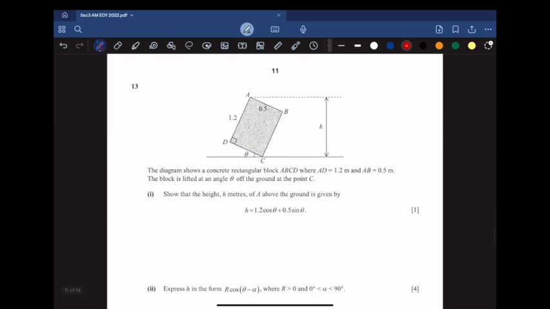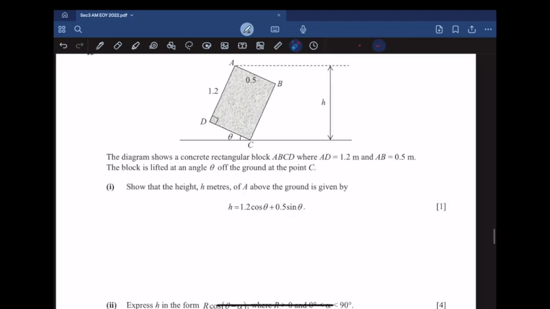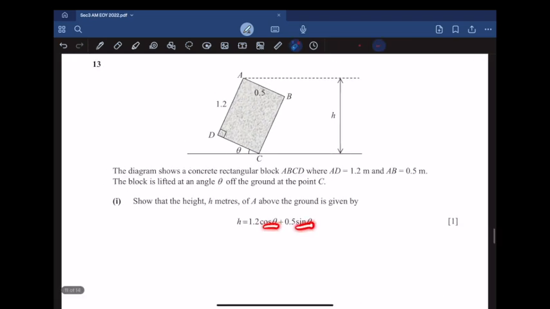Question 13: the diagram shows a concrete rectangular block whereby AD is 1.2 meters and AB is 0.5 meters, lifted at an angle of theta. Show that the height is given by this expression here. When I see this expression, you need to know that I have cosine theta and sine theta. One common concept that we have learned to obtain trigonometric ratios is to use right angled triangles, which means that I need to identify right angled triangles that can help me obtain the height h.